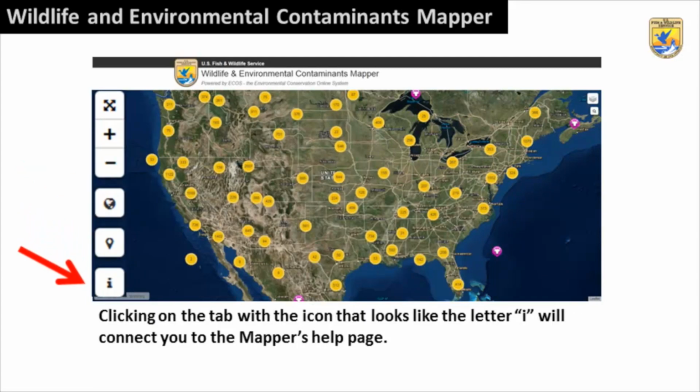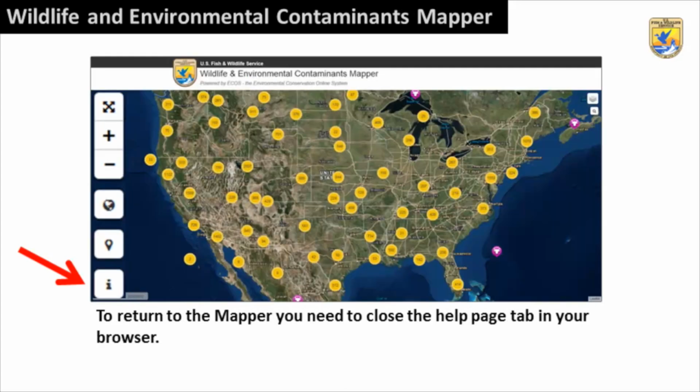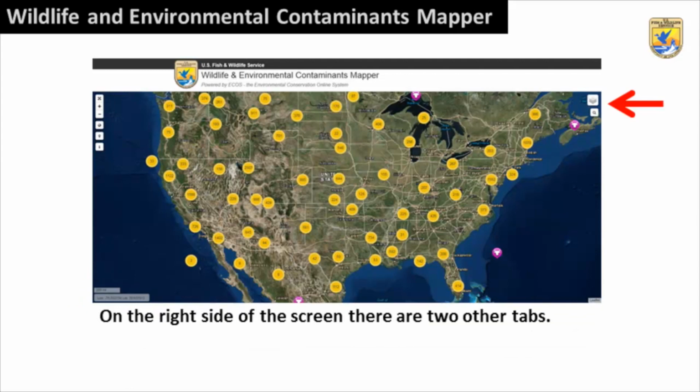Clicking on the tab with the icon that looks like the letter I will connect you to the mapper's help page. This document contains a wealth of information and is a very useful reference, particularly for a new user. To return to the mapper, you need to close the Help Page tab in your browser. In the lower left corner of the screen is a distance scale in a window that shows the longitude and latitude of your cursor. On the right side of the screen, there are two other tabs.